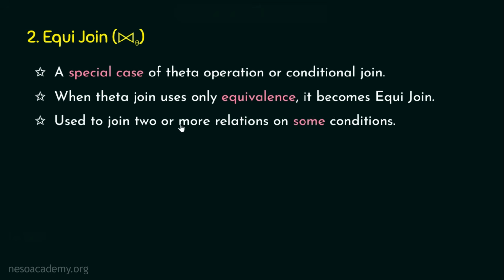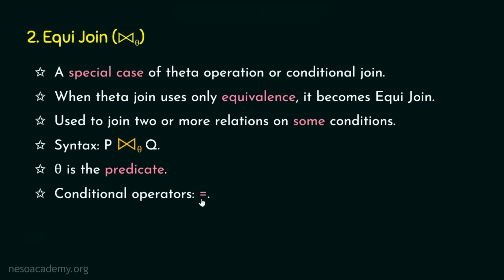So obviously this Equ Joint is also used to join two or more relations on some conditions like the basic inner join or the theta joint. Only difference is that this condition will be obviously using the conditional operator equal to. And the general representation is the same. As I told you, this is basically a theta join only. And obviously this theta is also going to be the same predicate. But the only difference between this Equ Joint and the previous theta joint is that here the conditional operator is going to be just equal to. When we are not using equal to and other comparison operators, then it will be the theta joint. If we use equal to, then it becomes the Equ Joint.